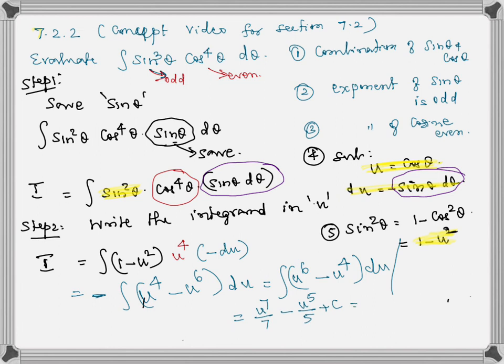If you convert the u back to the original variable, which is cosine theta, it is cosine to the power 7 theta over 7 minus cosine to the power 5 theta over 5 plus C. Hope this video helps.